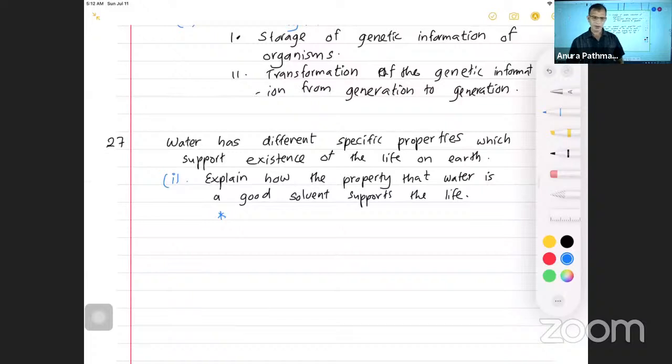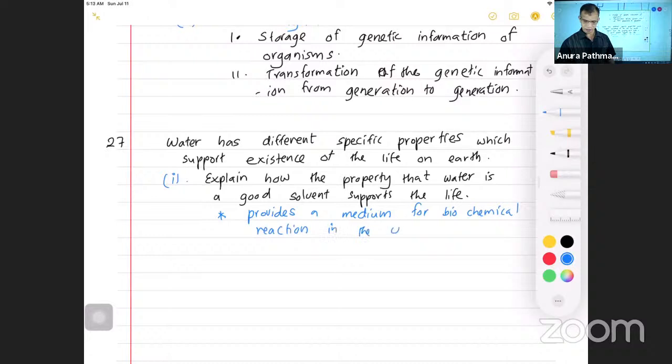Water provides a medium for biochemical reactions in the cells of organisms.